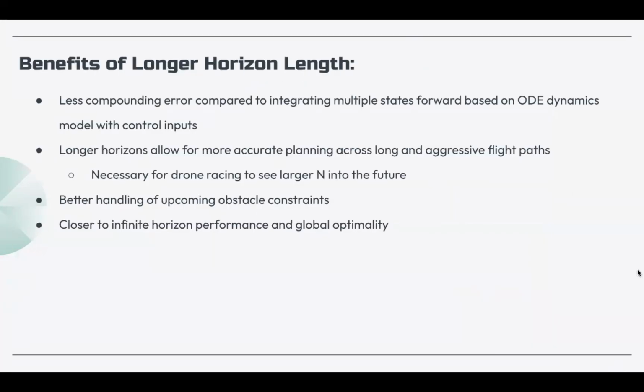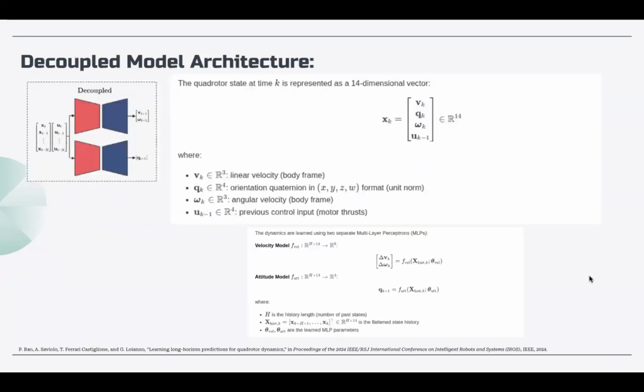The benefit of having a longer horizon length is that we have less compounding error when we're integrating multiple states forward, and longer horizons allow us to have much more complicated plans and aggressive flight paths, with higher accuracy across them. This is necessary for drone racing applications, where you want to see much farther into the future and handle obstacle constraints that are much farther in the future.